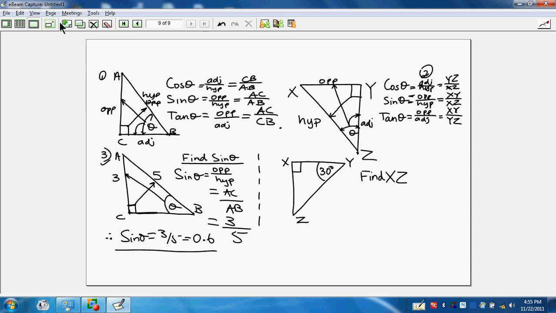So we're looking at the next example, which is number 4. And they're asking us in this one to find XZ, to find the side XZ. Now this is different, and you need to pay attention here, because here is how do you know whether to use sine theta, cosine theta, or tan theta. How do I decide which one I'm going to use? That's a big decision that we have to come up with.